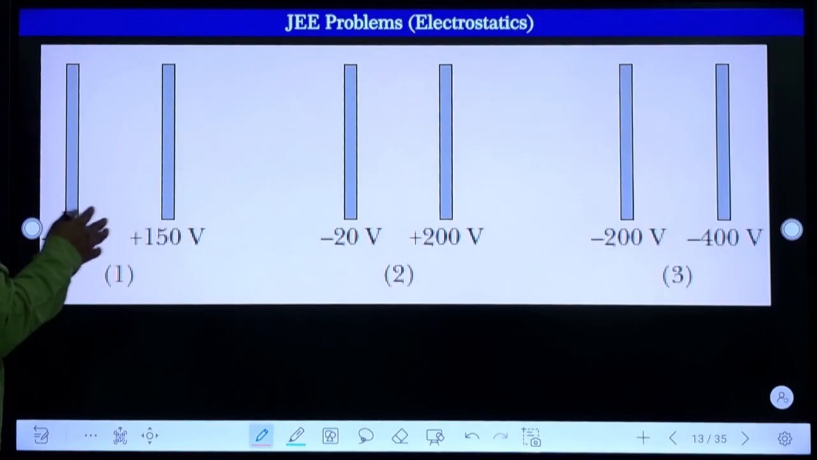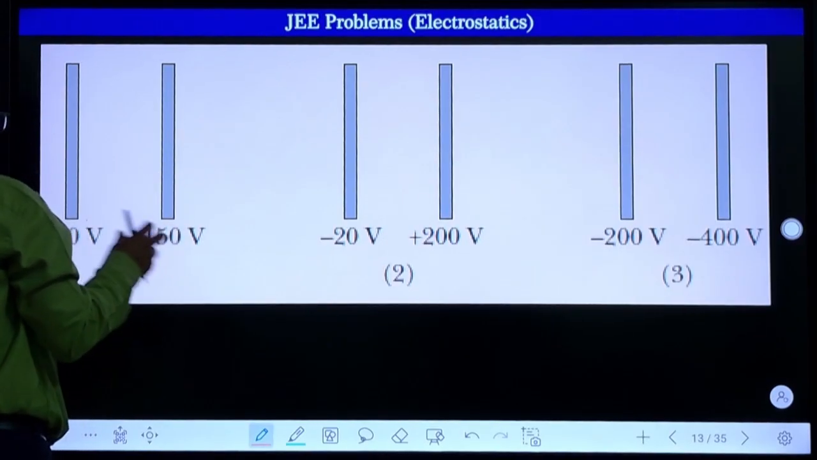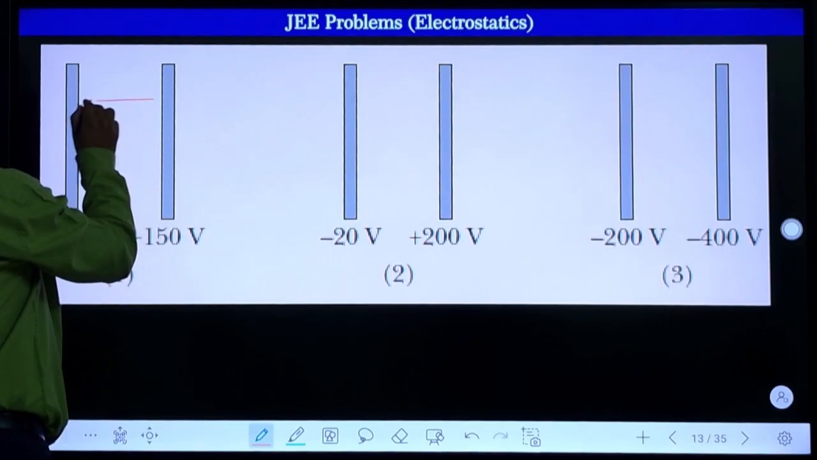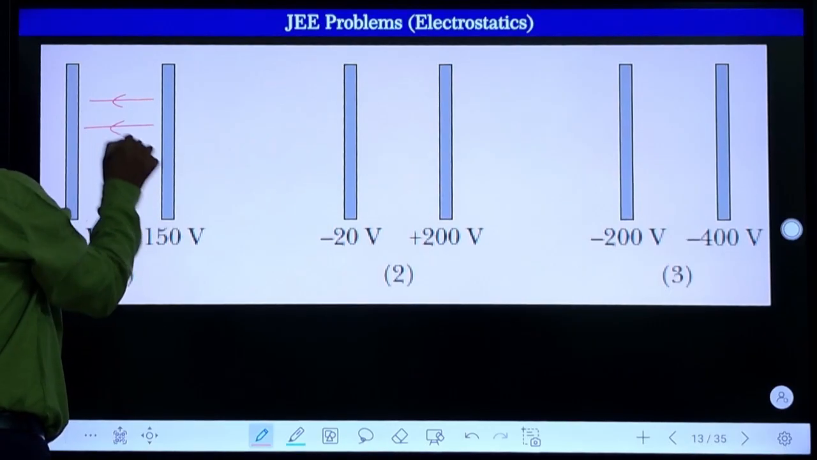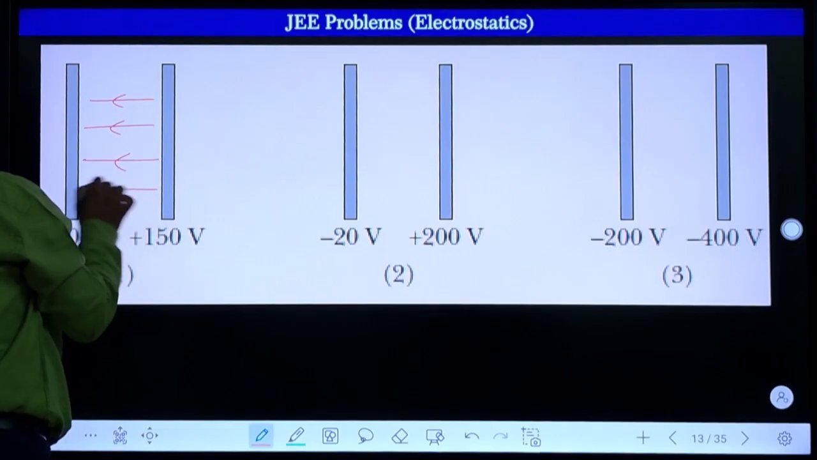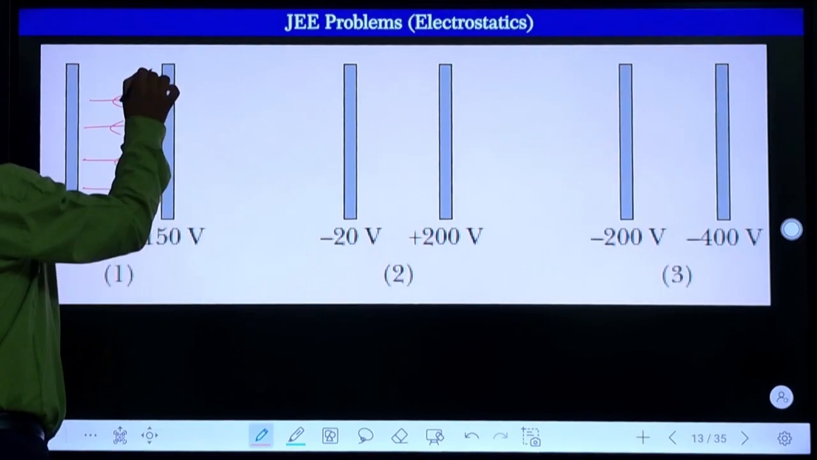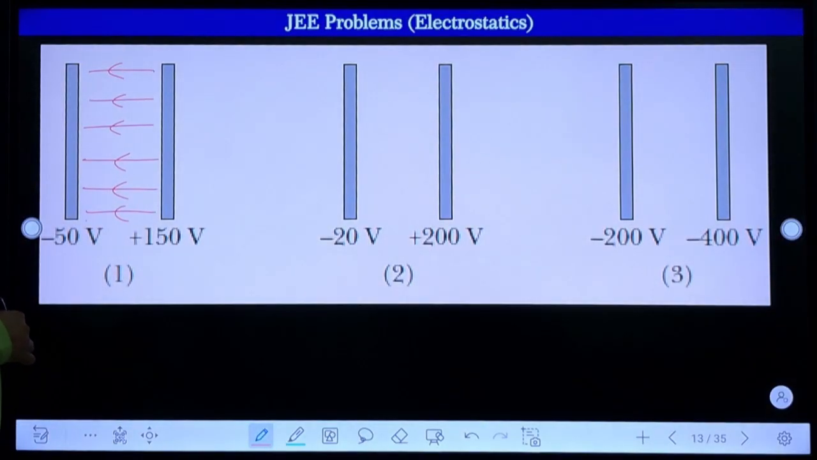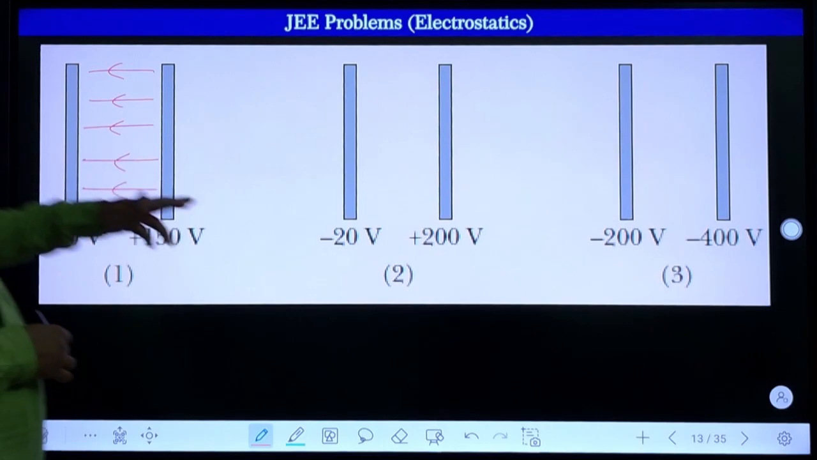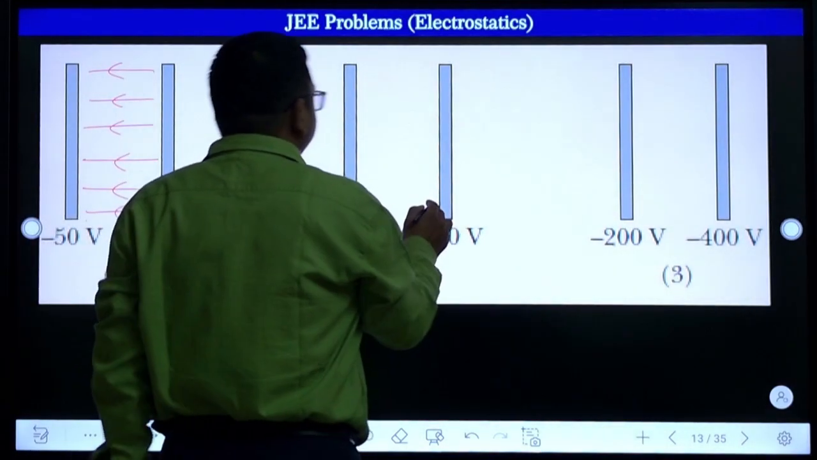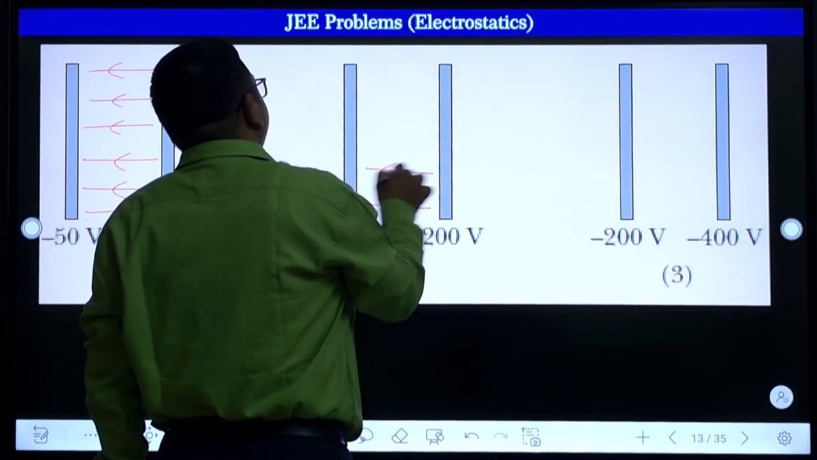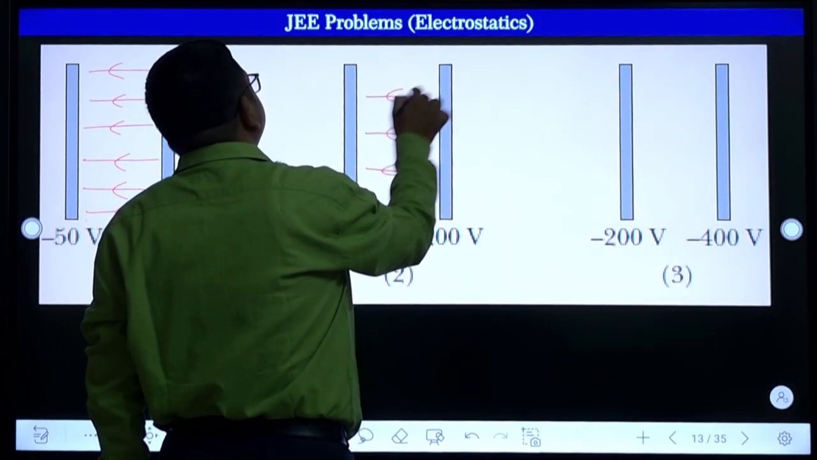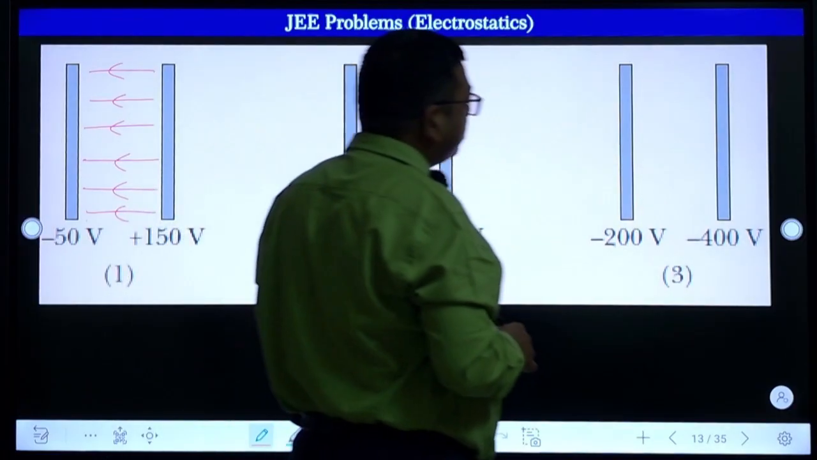But one thing is sure that this is a higher potential, this is a lower potential. So the field lines will be coming this way. Electric field lines will be coming this way. Here this is higher, this is lower, so the electric field lines again go the same way. But what about the values of the electric field? Electric field values also will not be the same.